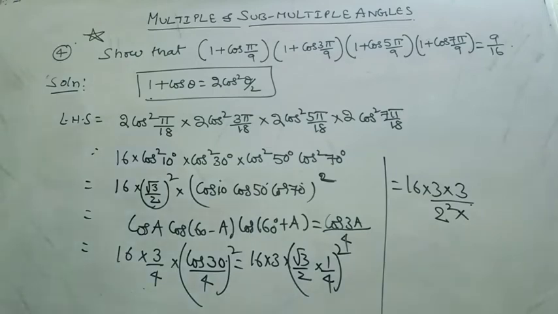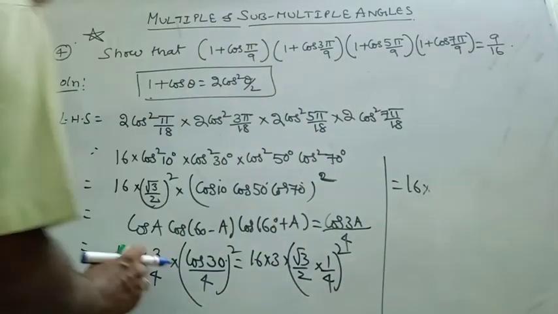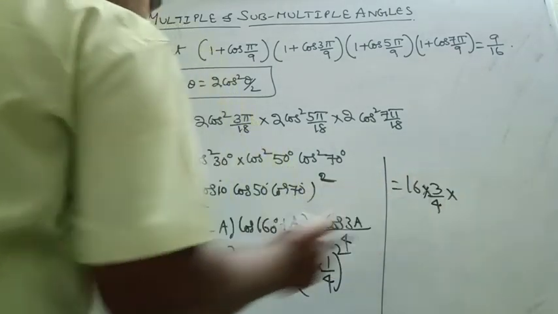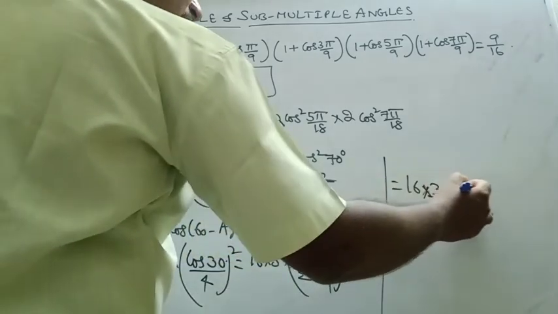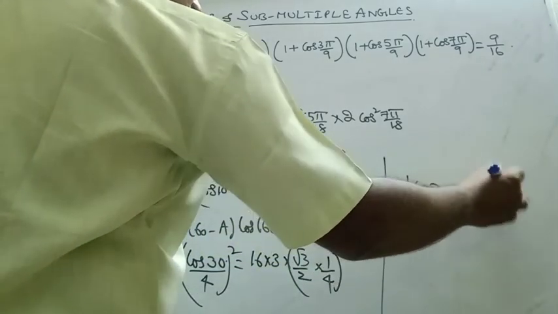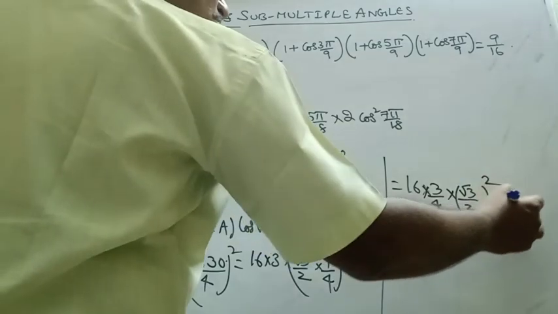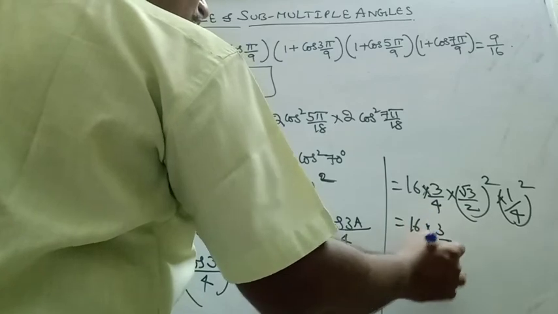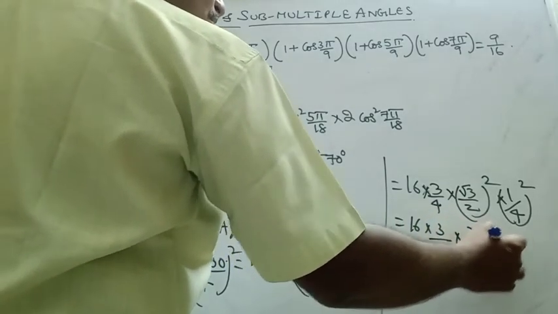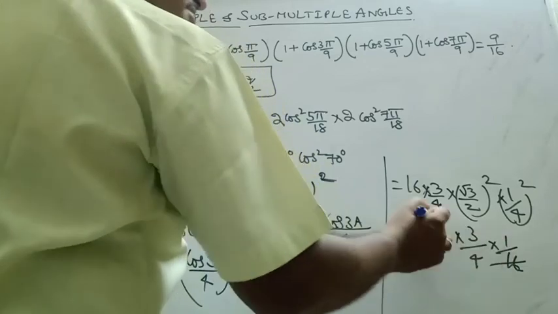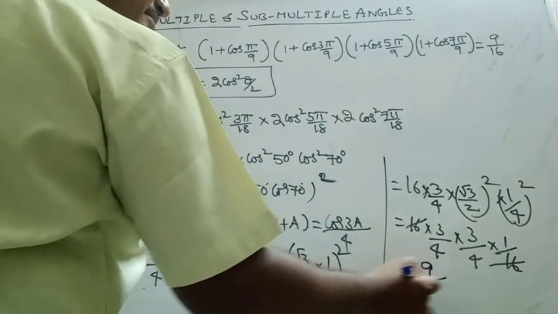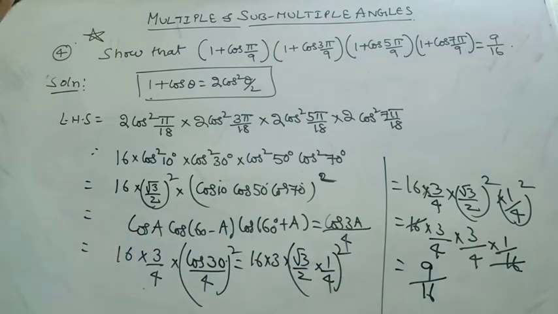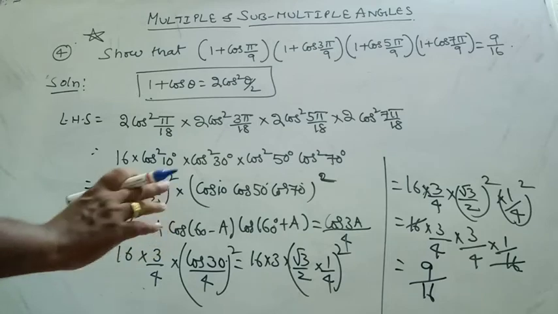You see how we are going to write, my dear students. Let us write here: we have 16 into 3 by 4 into cos 30 degrees whole square, that is root 3 by 2 whole square, and into 1 by 4 whole square, like this. Now this is equal to 16 into 3 by 4 into 3 by 4 into 1 by 16. Now this 16 cancels, 3 into 3 is 9, 4 into 4 is 16. See how beautifully we have got this particular problem: 9 by 16.